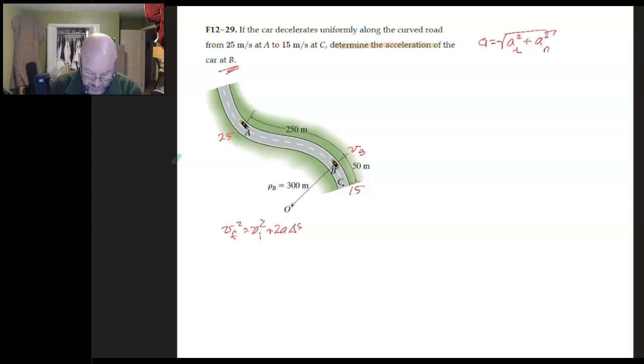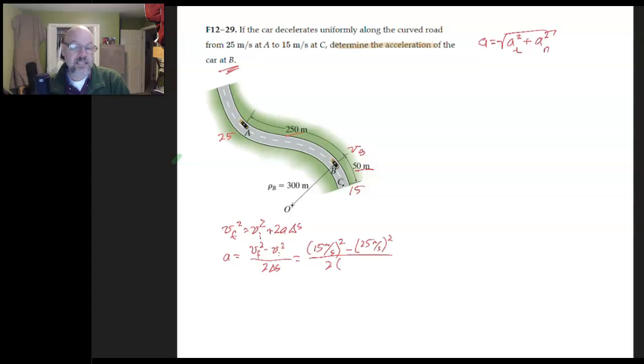2a delta s. So do our algebra here: v final squared minus v initial squared over 2 delta s. Finally is here, initially is here, 25 meters per second. All that's squared over 2, and our delta s is 250 plus another 50. So the distance from A to C is actually 300. And that's the tangential acceleration.